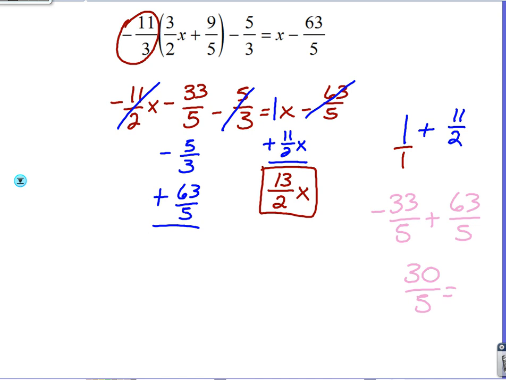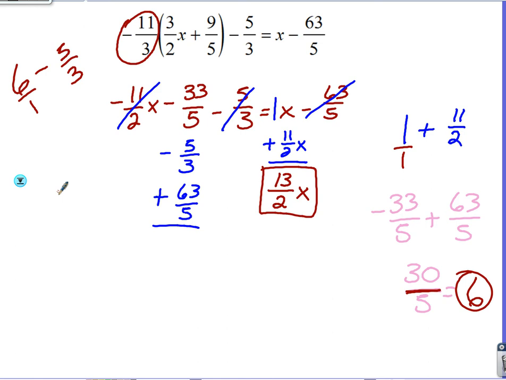So 30 fifths is the same thing as 30 divided by 5. Come on, you know how to see that. So what is 30 divided by 5? Good. Didn't that make things a little bit easier? Because now we did negative 33 fifths plus 63 fifths and got 6. Now we have to combine that with minus 5/3. That's 6 over 1, by the way. Much easier to find a common denominator there, because some of you were looking ahead thinking we're going to have to use 15 as a common denominator. We don't.